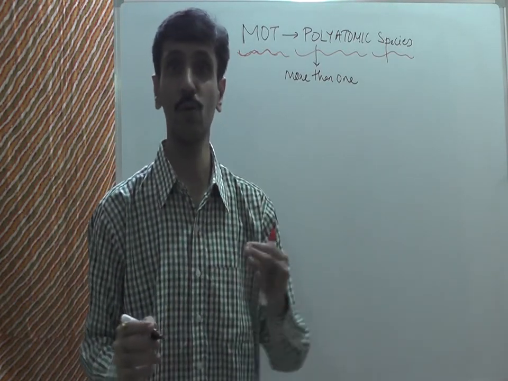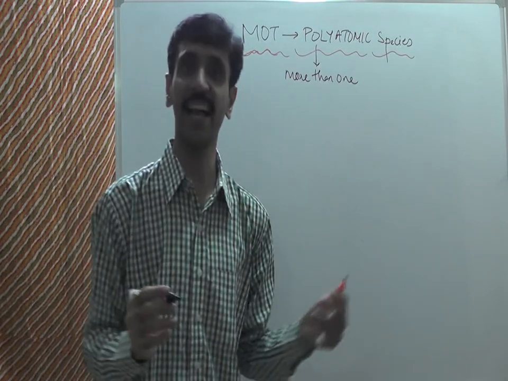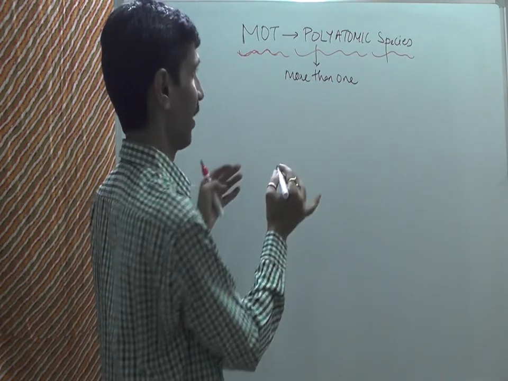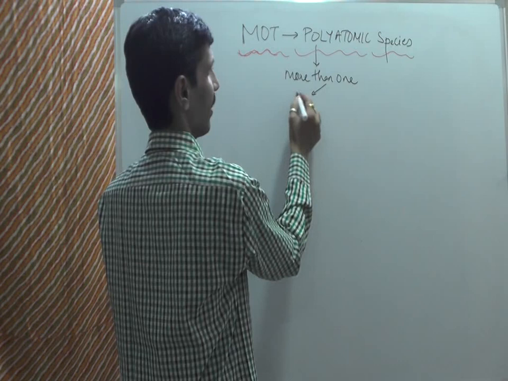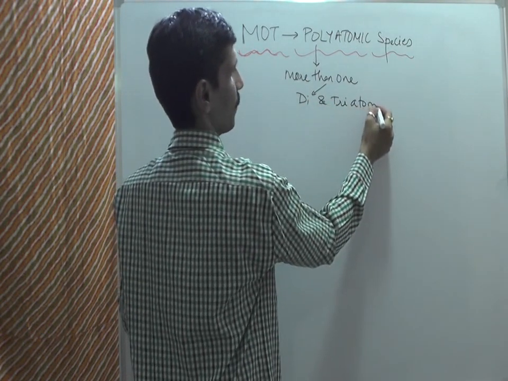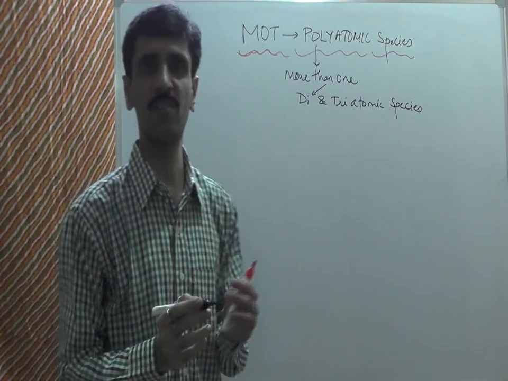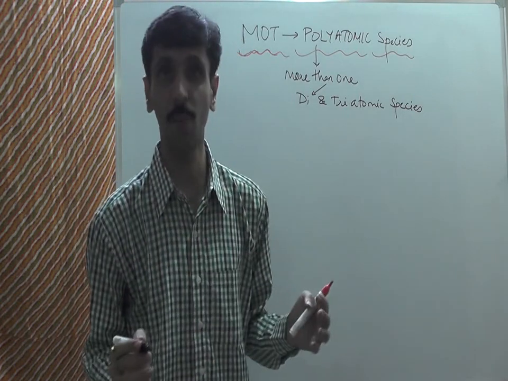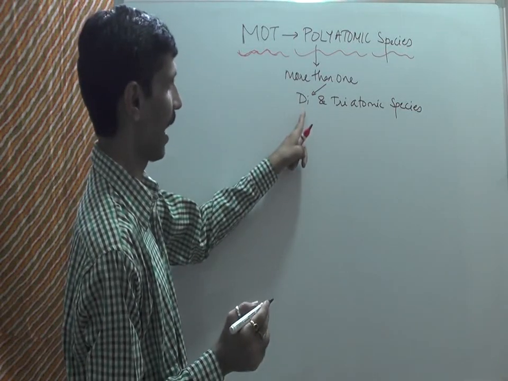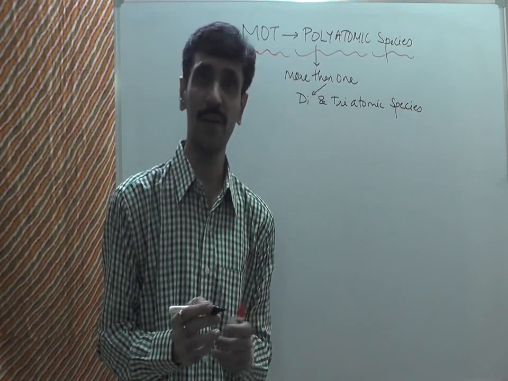So more than one can be 2, 3, 4, 5, 6, etc. If it is going to be 2, then we call it diatomic species. If there are 3, we call it triatomic species. Generally in this particular part, we are going to consider the di and triatomic species. The species can be either a neutral molecule or a molecular ion. So it can be di and triatomic species. That is what we are going to consider under this particular heading.